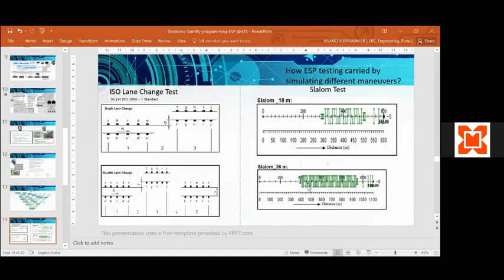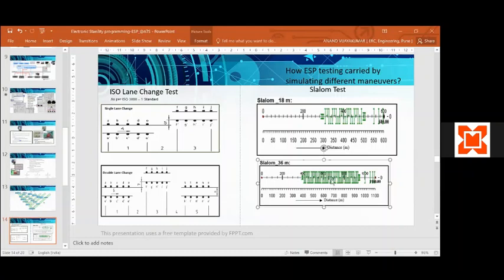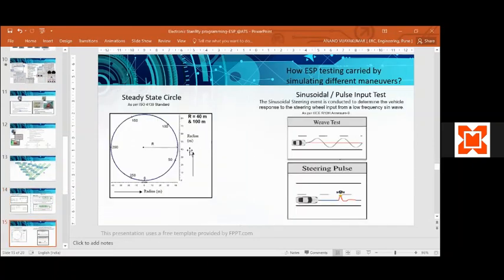What you are seeing here in green is the vehicle's pattern of movement. The pylons are kept at a distance of 18 meters, and the vehicle has to pass through between them. During that maneuver, the stability parameters are monitored. The next typical test is the steady state circle. The 40 meter and 100 meter stability test is a continuous steady state circle.